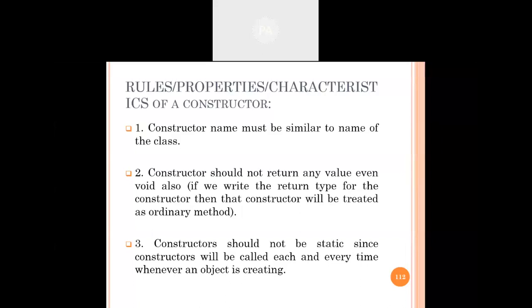What will be the second? A constructor should not return any value. Any value. What will be the return type? The role of return type is that the function will return something. If it is int, then that function will return an integer. If the function is int show, that means the show function will return an integer value. Float show means the show function will return a float value.